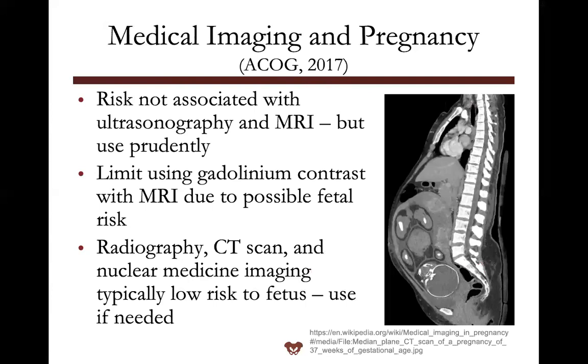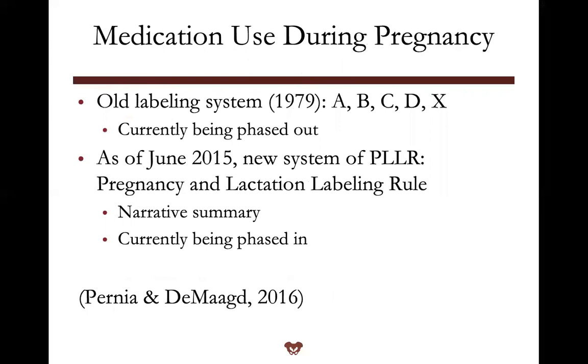There's also discussion about limiting the use of gadolinium contrast with MRI because it can have some risk to the fetus. This hasn't been demonstrated fully in the literature, but there is some possible risk that's been seen. Radiographs, so having X-ray, CT scans, and nuclear medicine imaging, are typically considered to be low risk to the fetus. They just want to limit that exposure to the fetus. So it can be used if needed, but there is a desire to limit that exposure. So that is it on imaging, and that is the summary from ACOG.